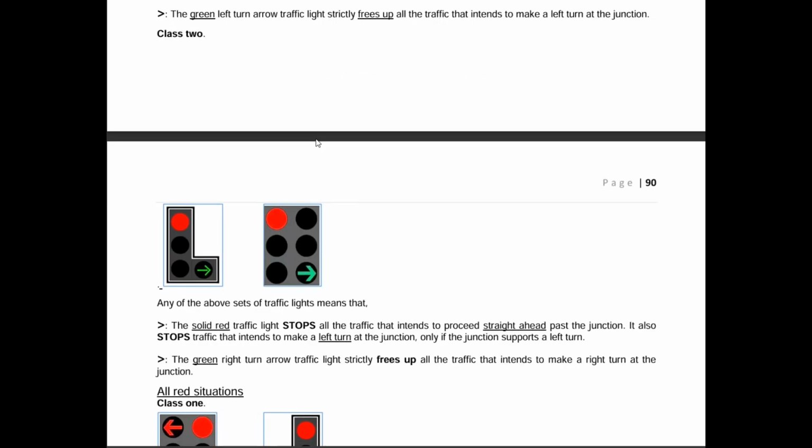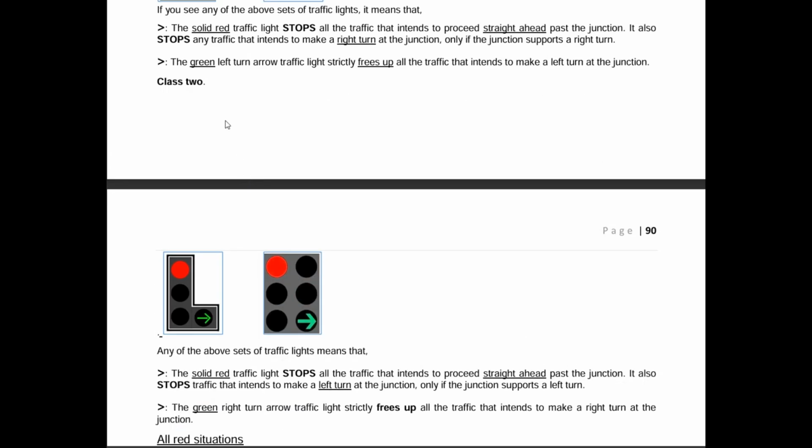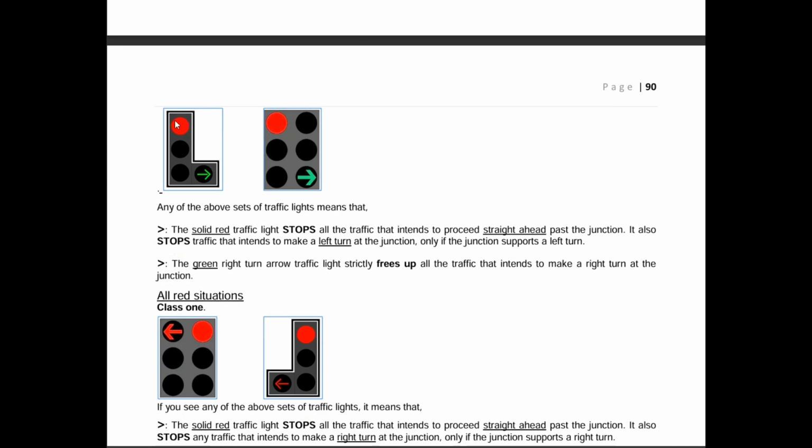We move on to the next class of traffic lights. This is class 2 of the same situation, where we have a solid red traffic light and a green right turn arrow traffic light as illustrated. In this case, if you are turning right at the junction, you should proceed and go to your destination. However, if you are proceeding straight ahead past the junction, you are not allowed to leave the stop line because your traffic light is red. Don't get carried away by this green arrow. This green arrow is not yours, but if you're proceeding straight ahead, your traffic light is this solid red.